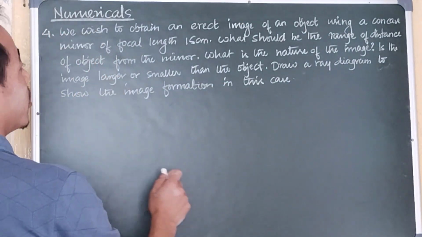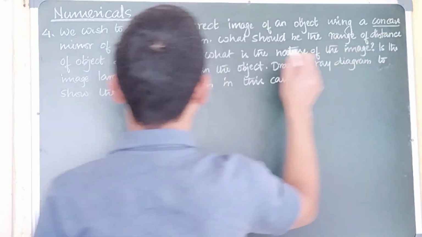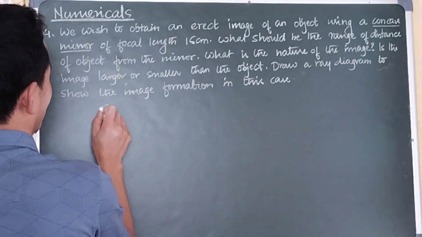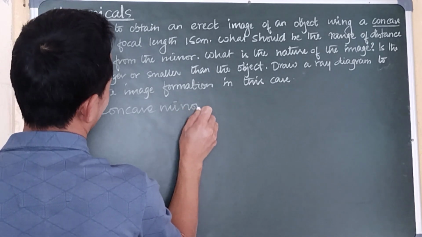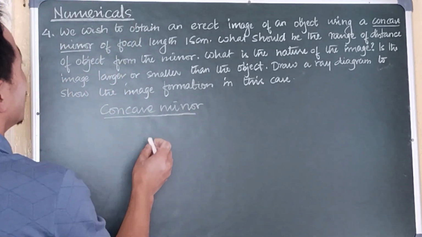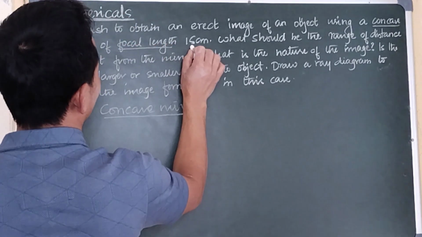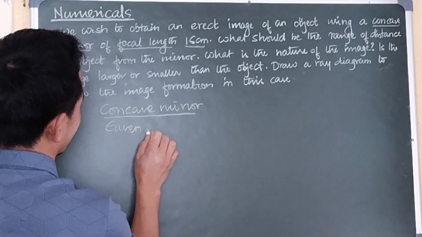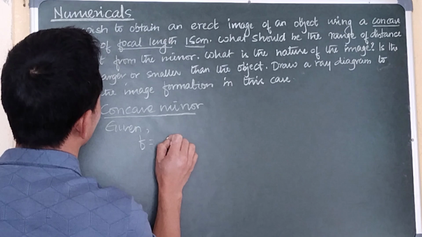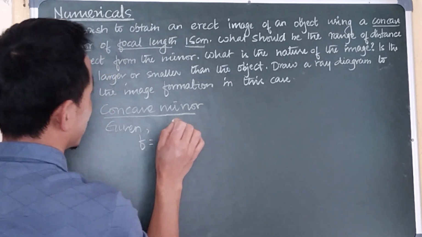So what kind of mirror do we have first of all? We have a concave mirror. Now let's see what is given. We have focal length, which is 15 centimeter. So the given term here is focal length, and this is 15 centimeter.